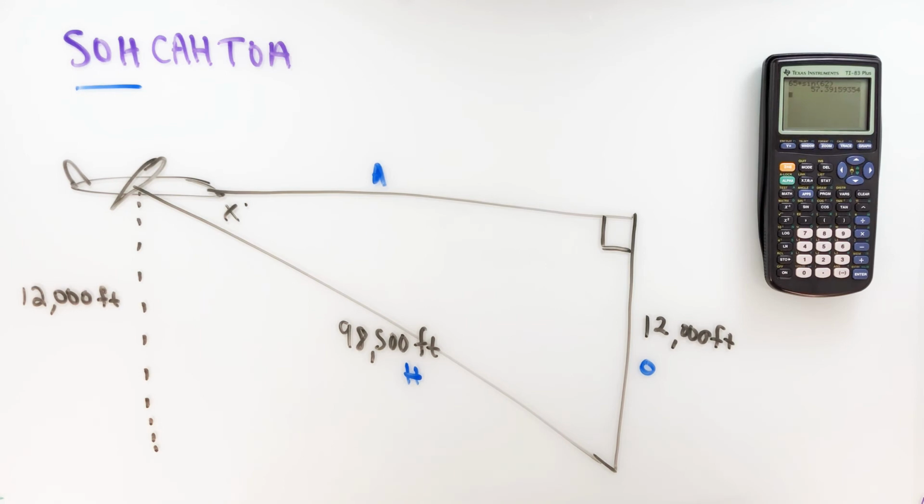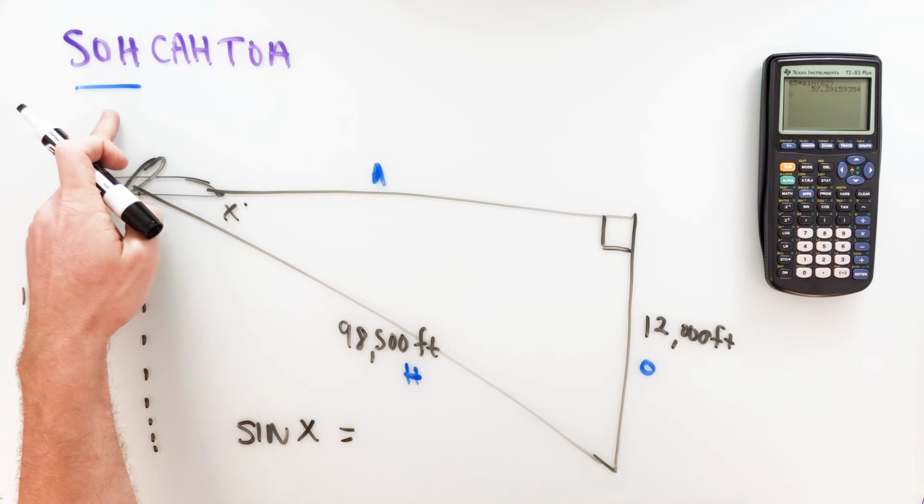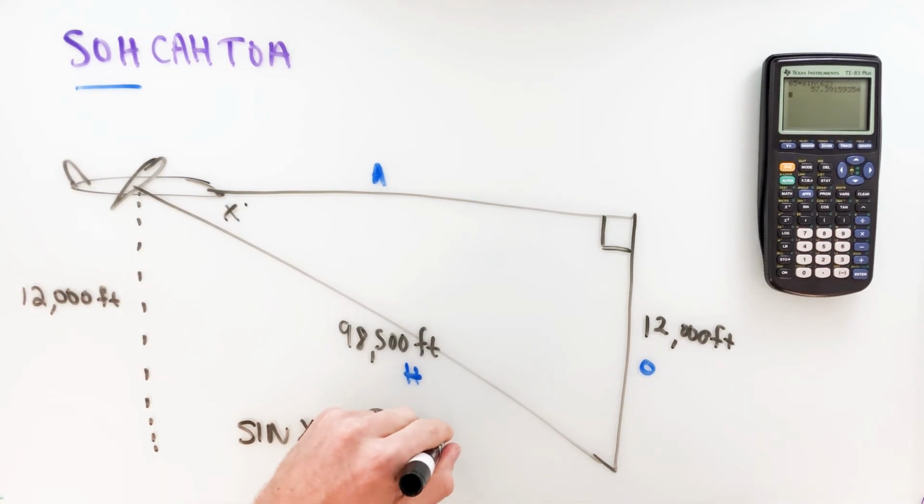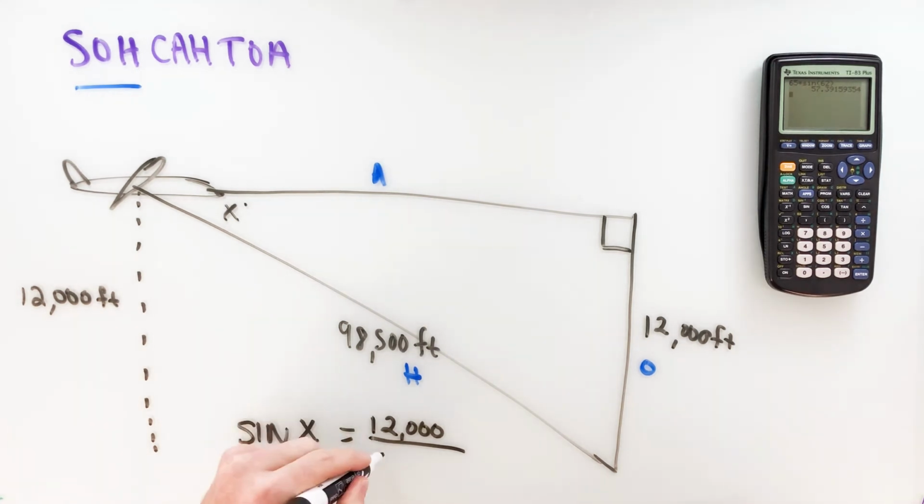Okay, so using sine, set up my ratio as the sine of my angle. What's my angle in this case? I don't know, it's x. So we've got sine of x equals, sine ratio is opposite over hypotenuse. Opposite is 12,000 over the hypotenuse, which is 98,500. And again, when I was looking for the side, I would make this ratio, put that over 1 and cross multiply. If you're looking for the angle, that's not the route I go.